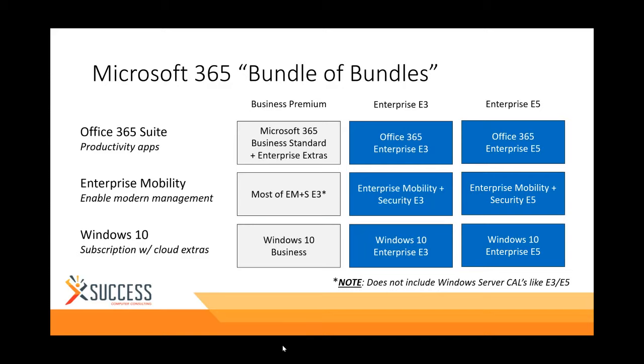Then they have Enterprise Mobility and Security. Now I say most of EMS E3 there. The major thing that it's missing is it just doesn't come with that Windows Server CAL benefit that I mentioned, whereas the full Enterprise Mobility and Security E3 plan would. So that's one thing it's missing.